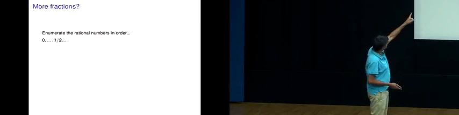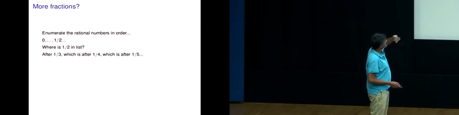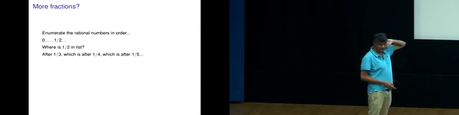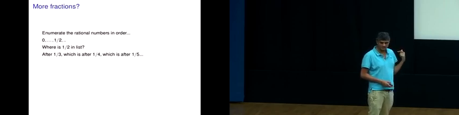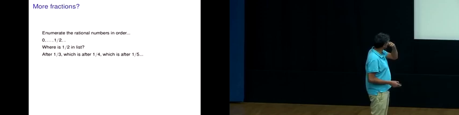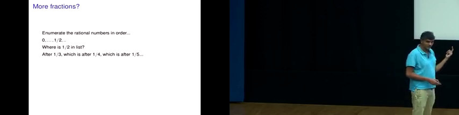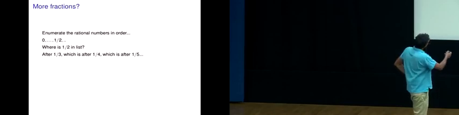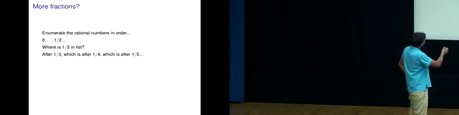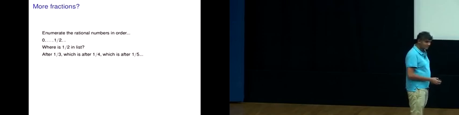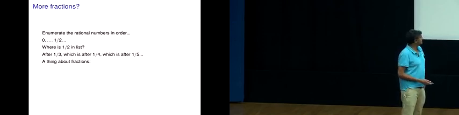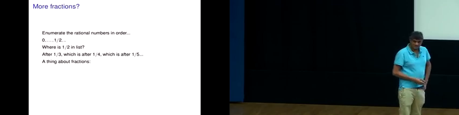So we know before 1/2, 1/3 must be before 1/2, right? Because 1/3 is smaller than 1/2. And 1/4 must be before 1/3, and 1/5 must be before 1/4, and 1/6 must be before that. So that says the number of rational numbers before 1/2 is infinite. Does that make sense? So that's a problem.